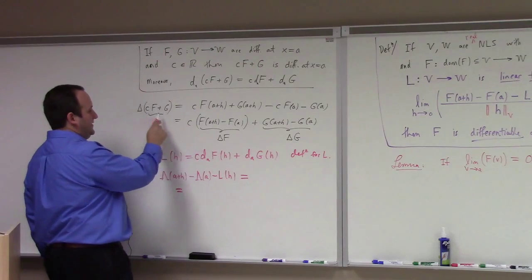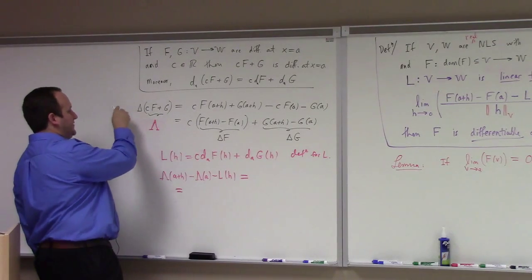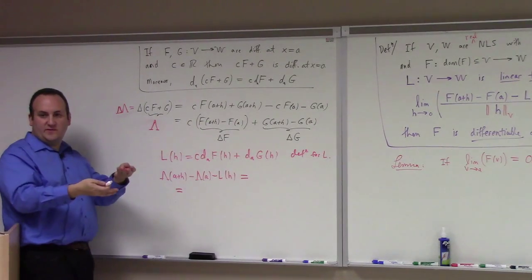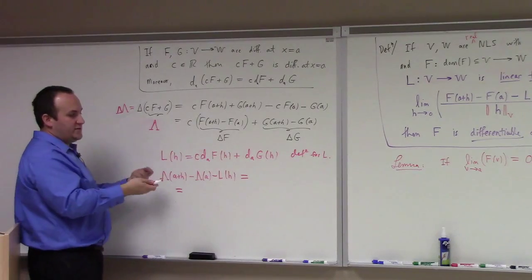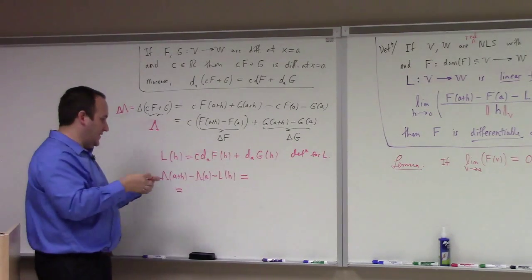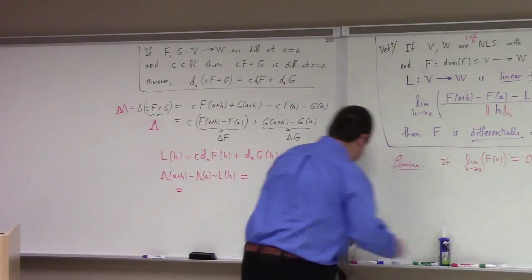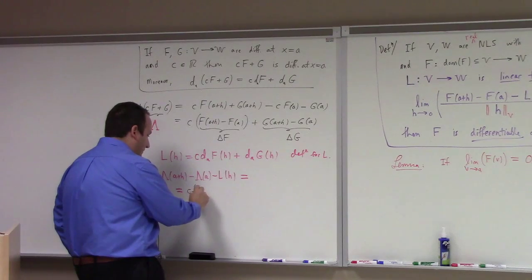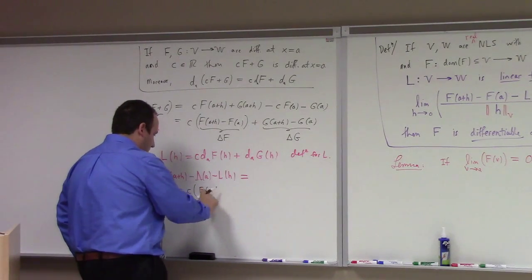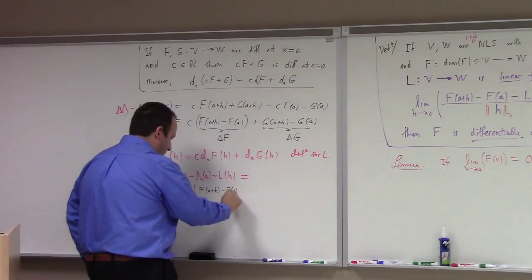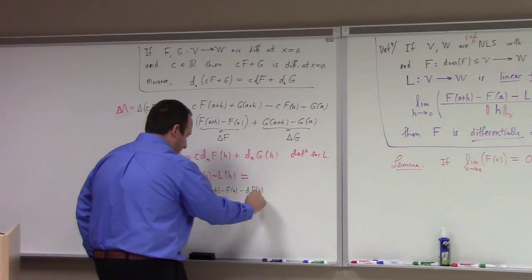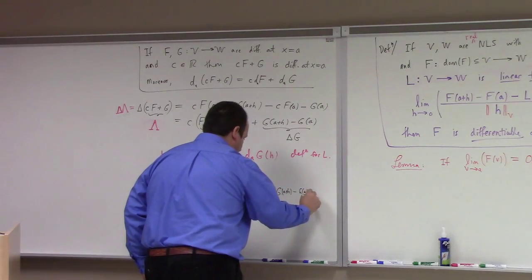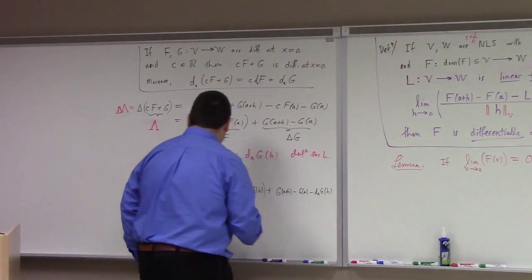So this is the change in lambda, which is already up here, right? So my point is the change in lambda has F terms and G terms. The F terms have a C multiplied outside. The G terms don't. You can group the F and the G terms together. Let me do that. So for the F terms, I pull that C out. I get C times F of A plus H minus F of A minus DA F of H, plus G of A plus H minus G of A minus DA G of H. Right?